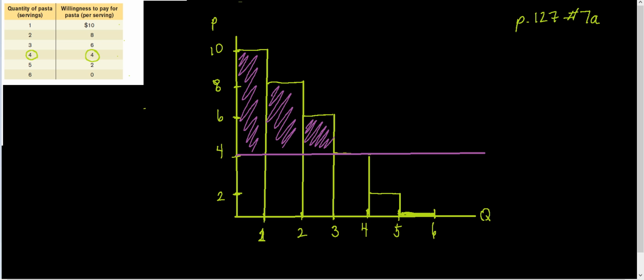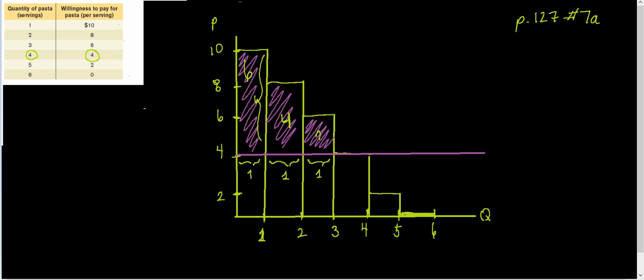I have that this distance here is 1. This distance here is 6. So this is 6. Then this is, again, 1 more bowl of pasta. This distance here is 4. And then again, 1 more bowl of pasta. And then this height here is 2. And so 6 plus 4 plus 2 gives me $12 of consumer surplus.